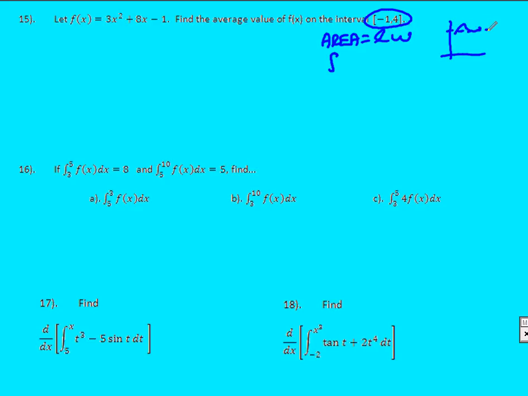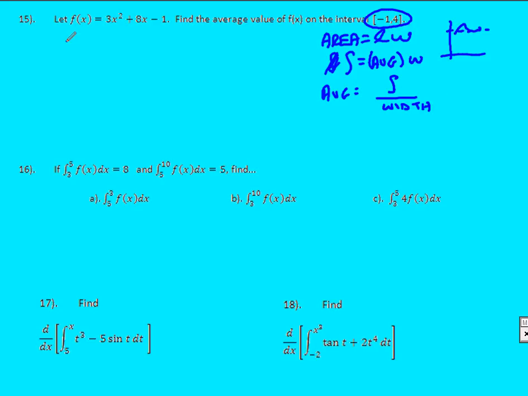We want to take the average of that. So really we're looking to find the length. Area is integral, the length is our average height, and our width is what we know. So to find our average value, we're really going to take the integral and divide by the width.